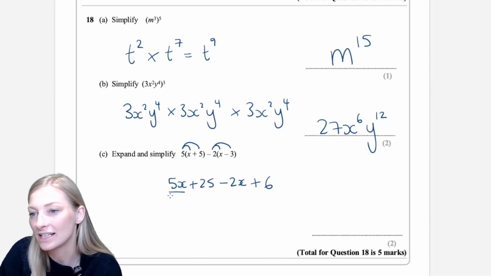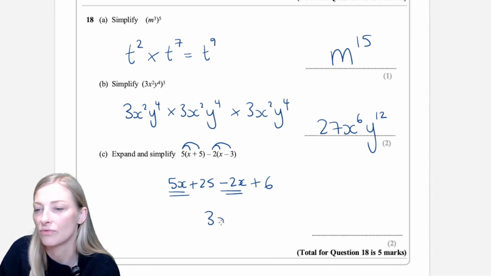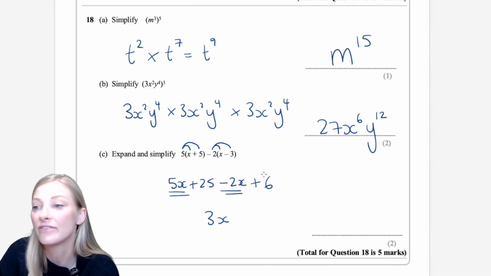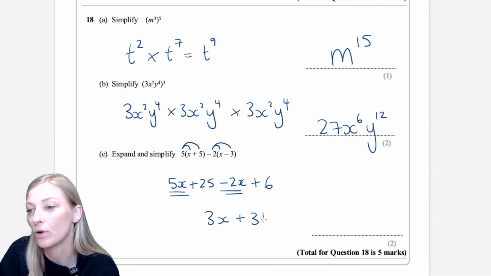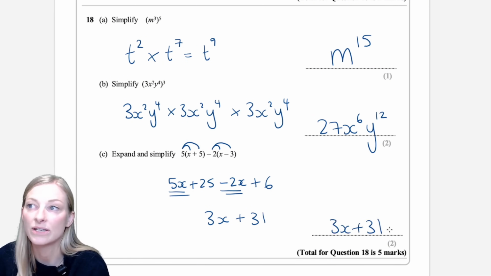And now we can collect up our like terms. I've got 5x, take away 2x, which is 3x. And then I've got 25, add 6, which is positive 31. 3x add 31 would be your answer there.